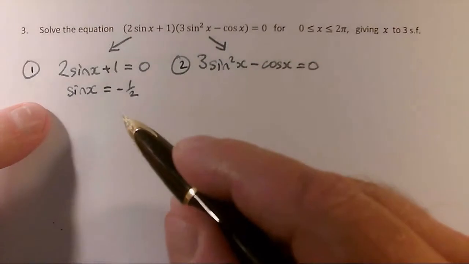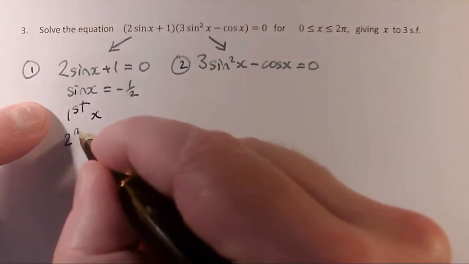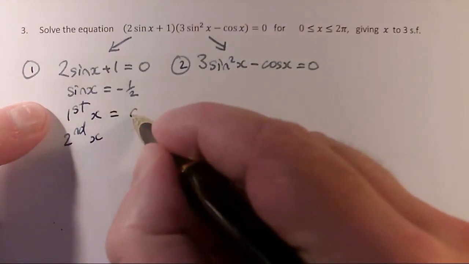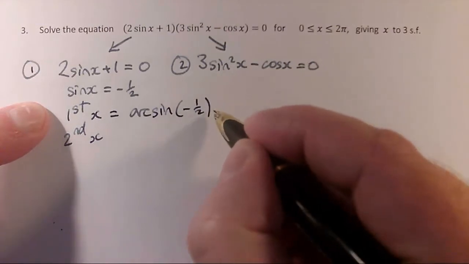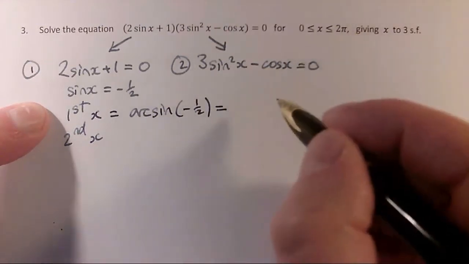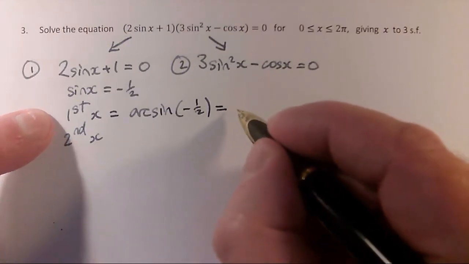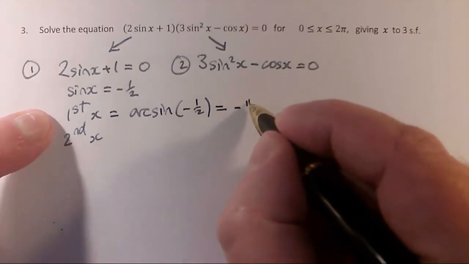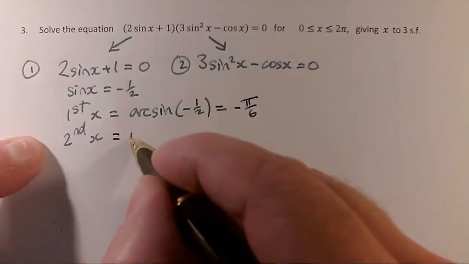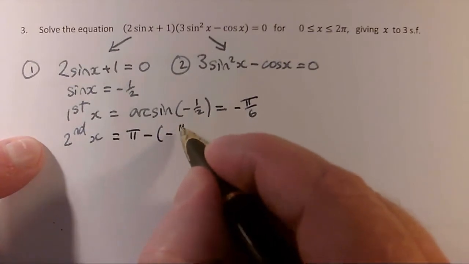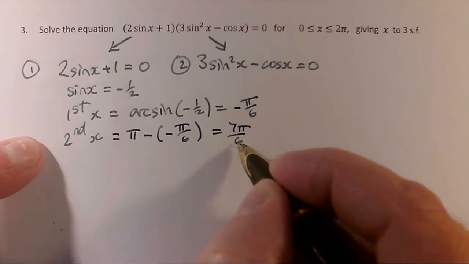And find the solutions to 1. So I'm going to have a first x, and I'm going to have a second x. And of course my first x is just going to be an arc sine of minus a half. Okay, we are of course in radians, so make sure you calculate it in radians if you have to use your calculator, which will give you minus pi by 6. And the second x, well, for a sine we do pi take away the first x. So that is going to be 7 pi by 6, okay?